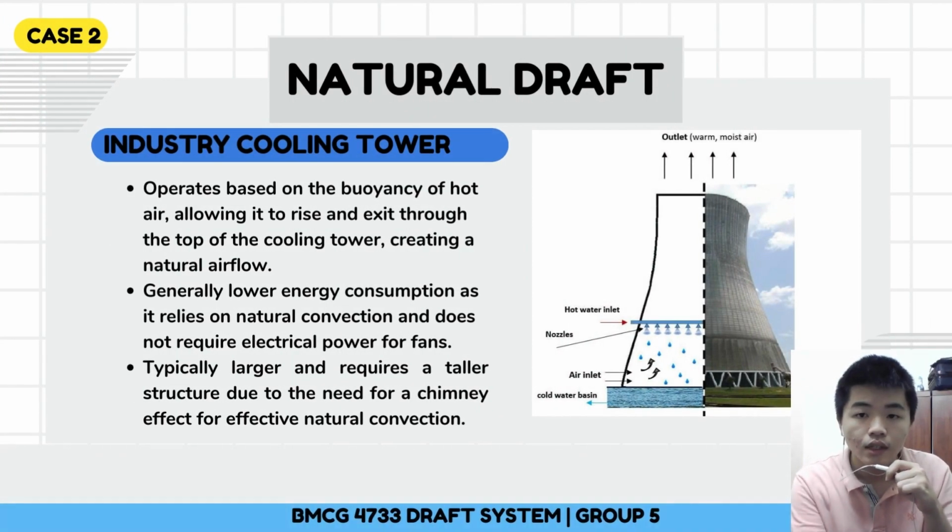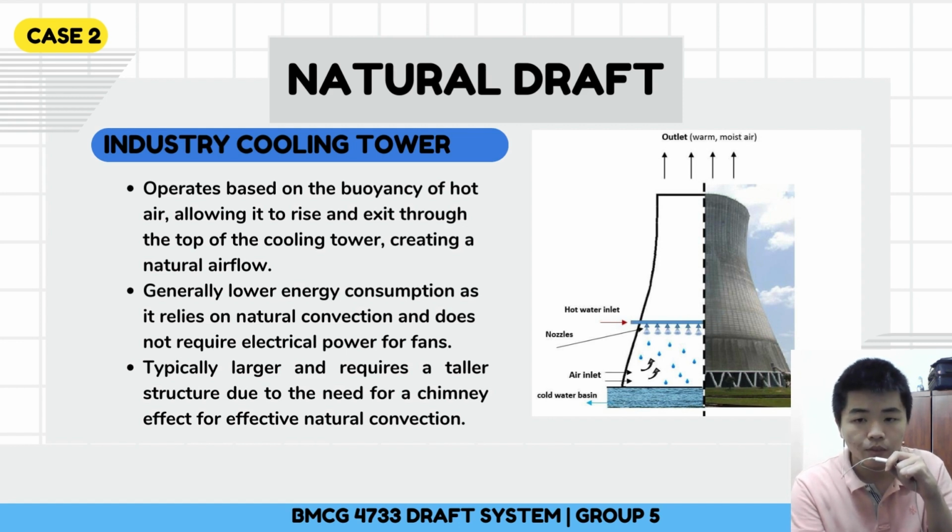For case 2, the industry cooling tower can be separated into two categories. One is the natural draft system and one is the mechanical draft system. The natural draft system operates based on the buoyancy of hot air, allowing it to rise and exit at the top of the cooling tower, creating a natural airflow.